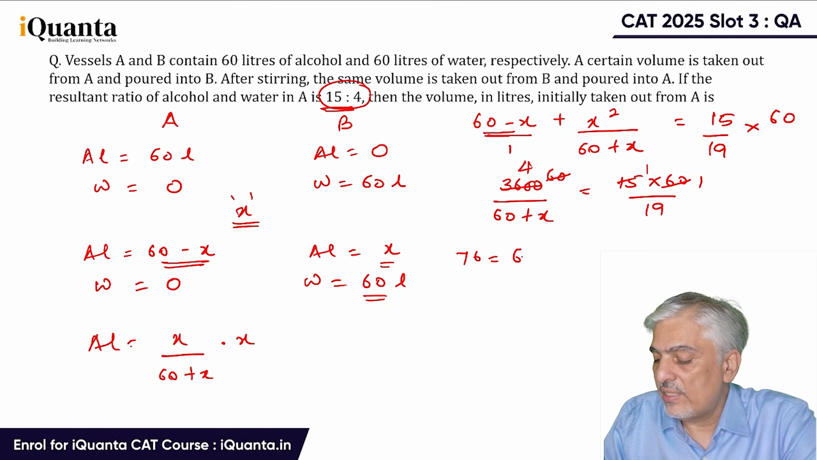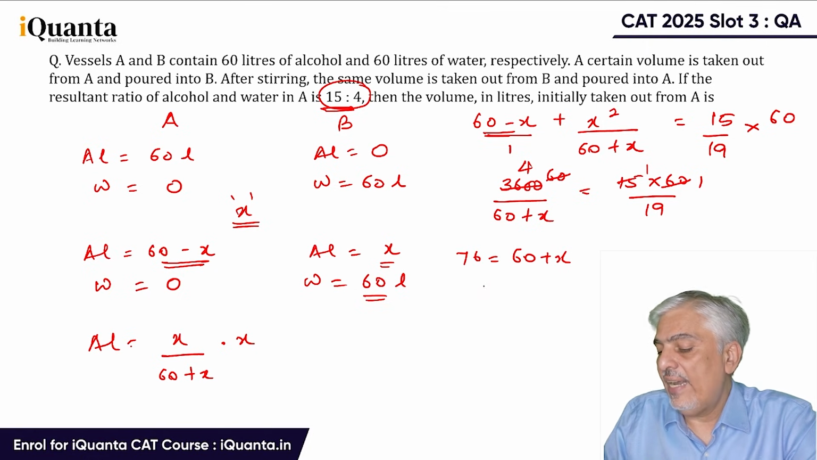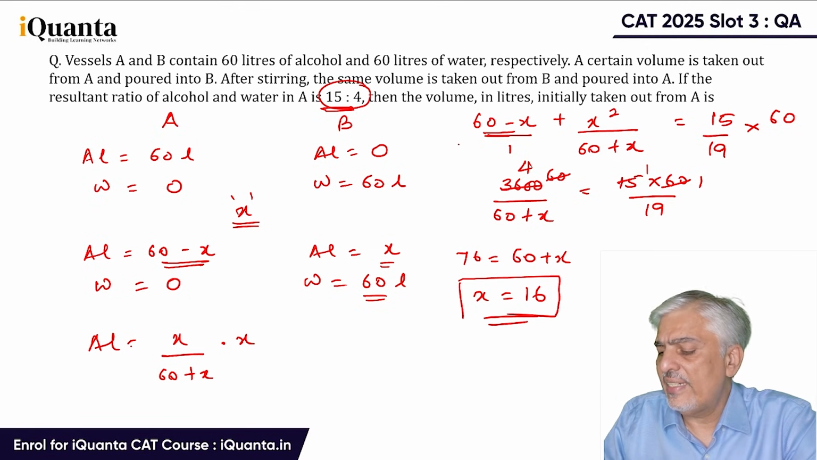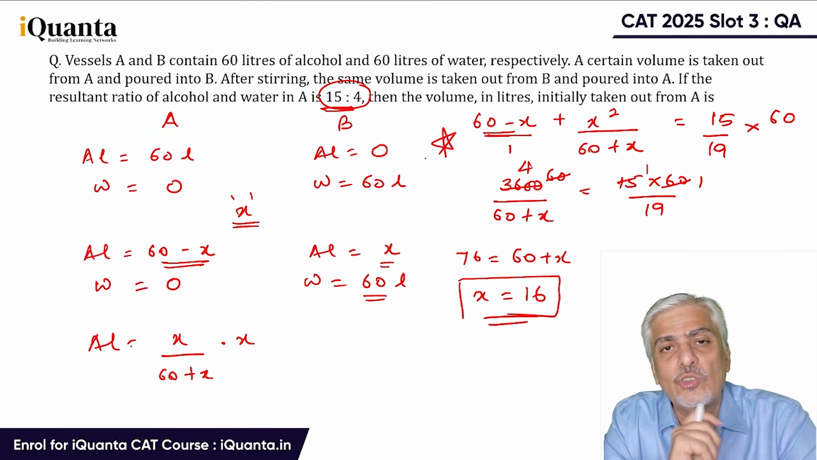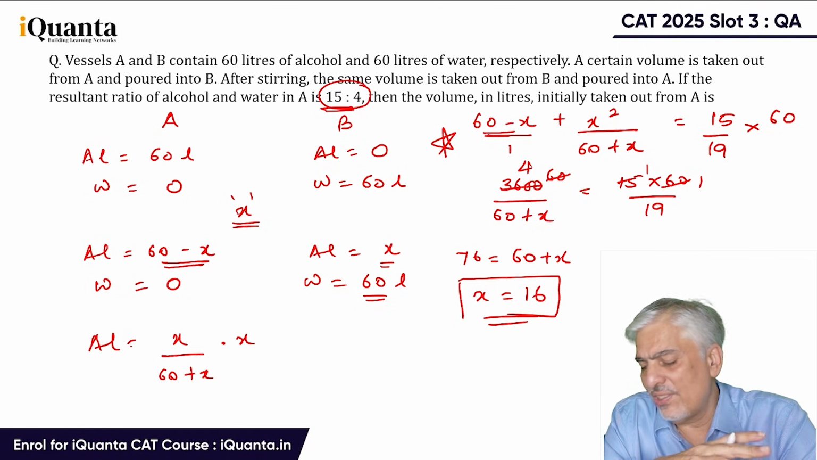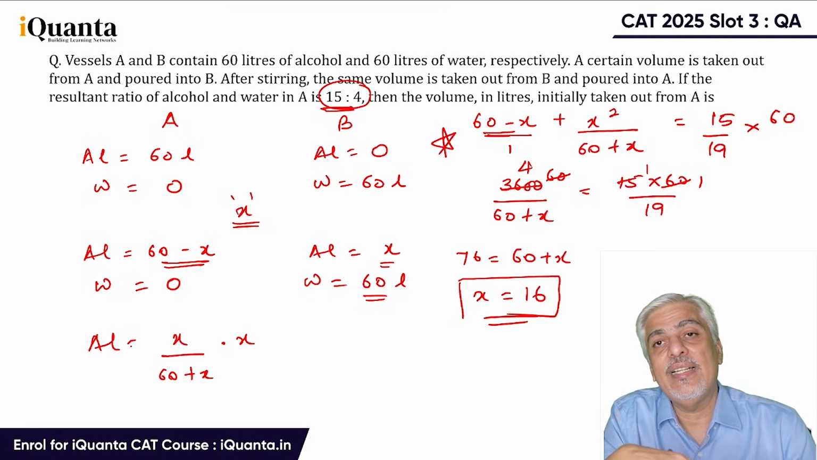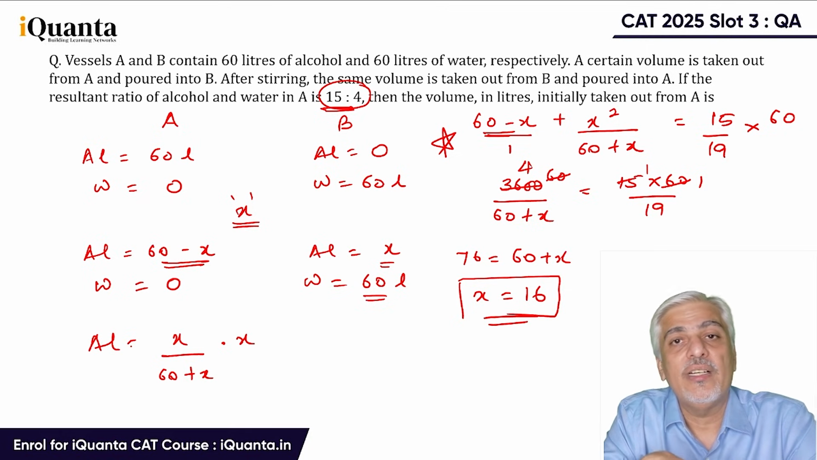76 is equal to 60 plus x, and x is 16. Not that this was also bad, but there was one unnecessary extra step involved in terms of solving. There the solving was much easier. So whether you did it with only alcohol or only water, the main trick was to do it only for one of them. Again, if you do it for both of them, you're wasting double the time, and then even the calculation will get that much more difficult.